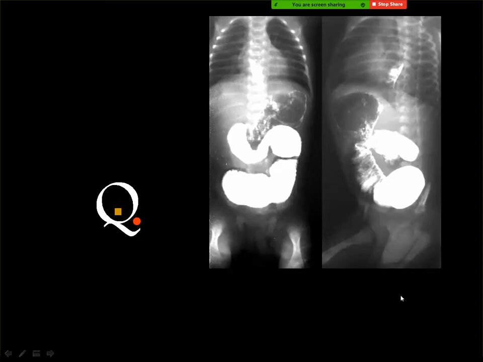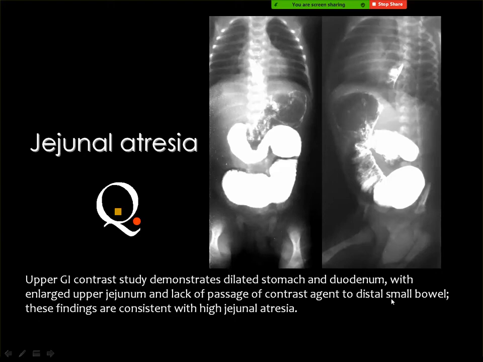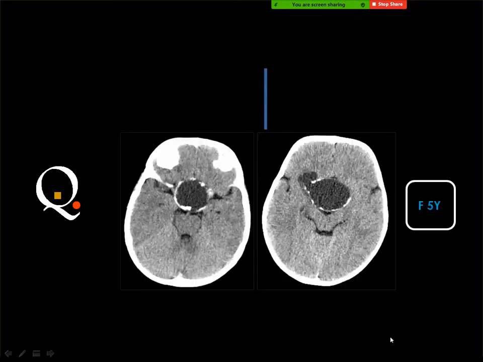Duodenal atresia, ileal atresia, jejunal atresia? Yes, this is the stomach and the duodenum. The proximal part of the jejunum is blunted or obstructed, and this is proximal jejunal atresia.